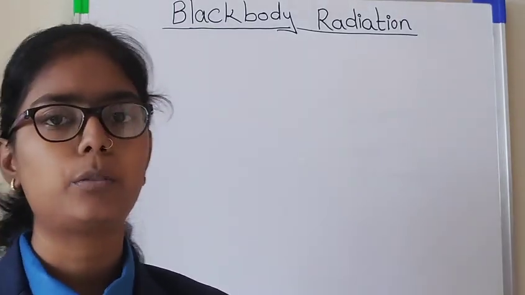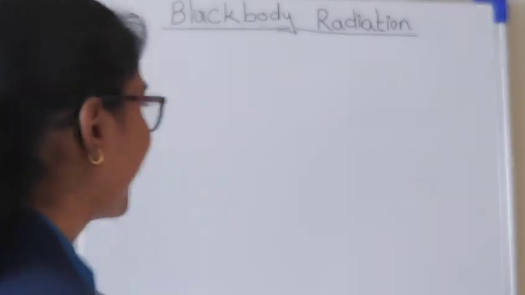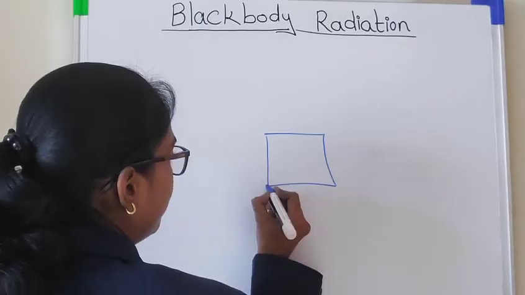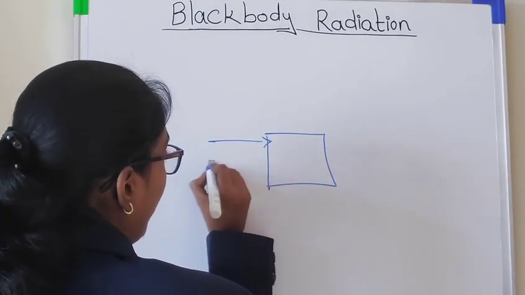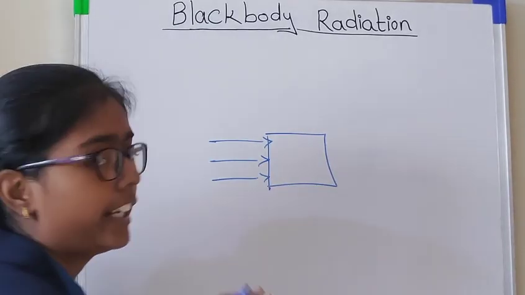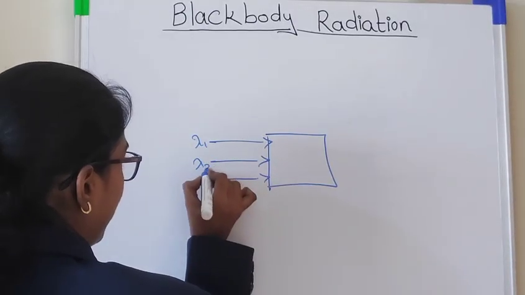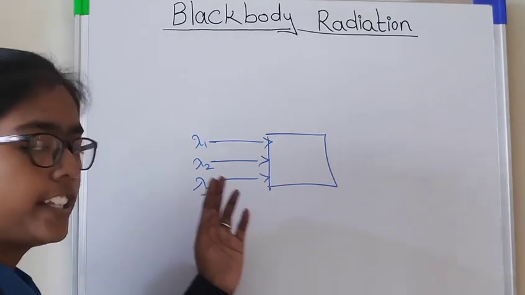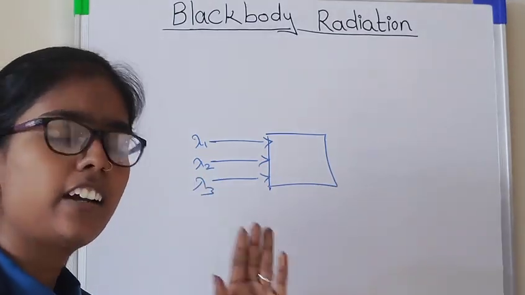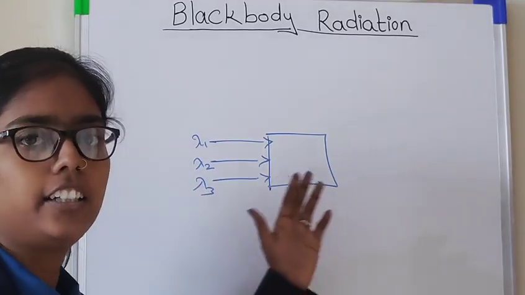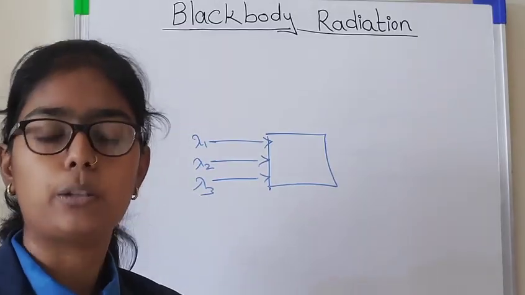Now before going to black body radiation, we will see how light interacts with matter. Let us consider matter on which white light, or light radiations, are incident. As you know, white light consists of many radiations of different wavelengths. Let us consider the wavelengths lambda 1, lambda 2 and lambda 3. This is white light. This is matter. The white light having many radiations of different wavelengths is incident on the matter. Now three phenomena take place.